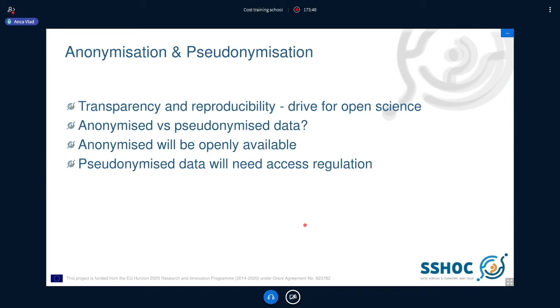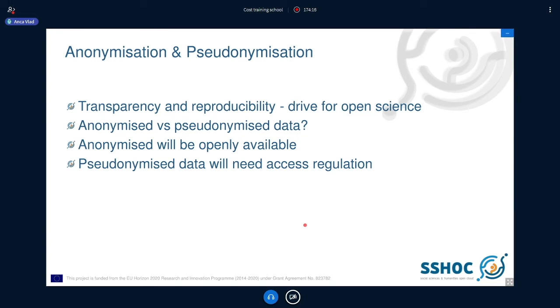So of course we all want to have data as open as possible, but that's not possible all the time, especially for pseudonymized data. And here comes this difference between anonymized or pseudonymized. So from our point of view, of course, we want to publish data that provides as much content as possible and that is as reusable as possible in the future.